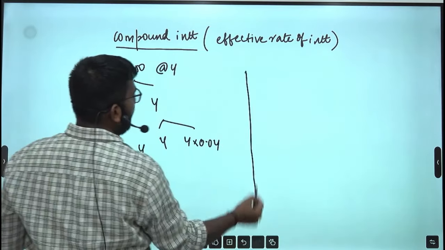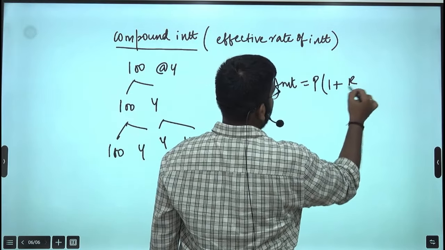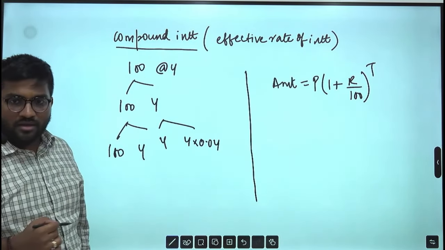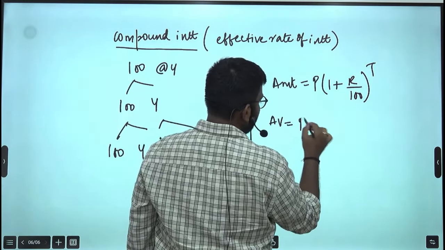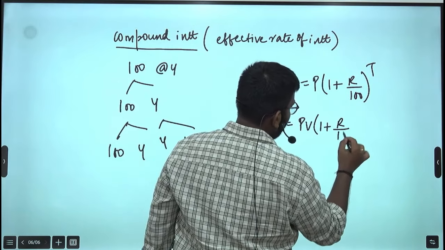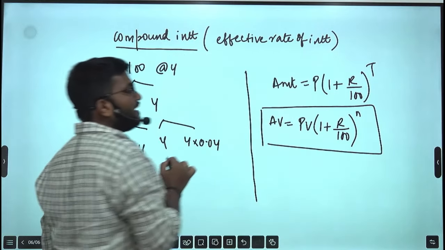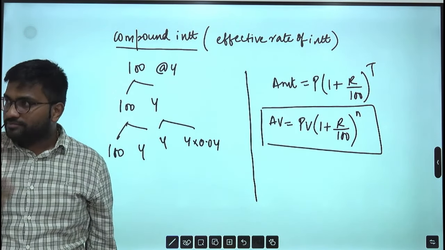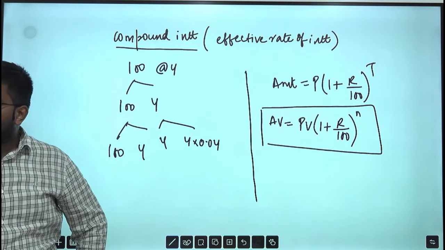And the formula for compound interest is amount is equal to principal times 1 plus r by 100 whole to the power t. Now in actuaries we use our own notations. Amount is accumulated value, p is present value, and t is number of years. So this is the formula. Accumulated value is equal to present value times 1 plus R by 100 whole to the power N. Is it clear to all of you?